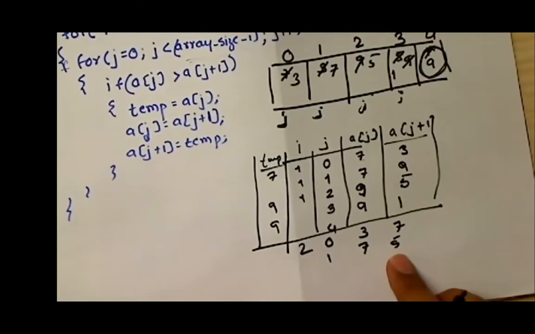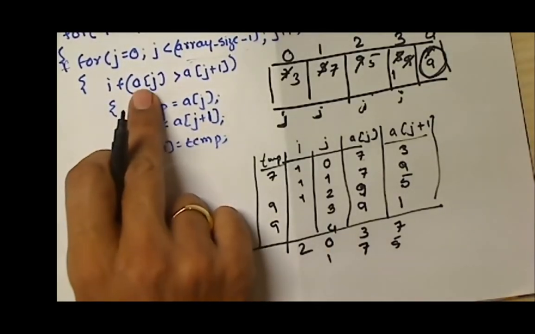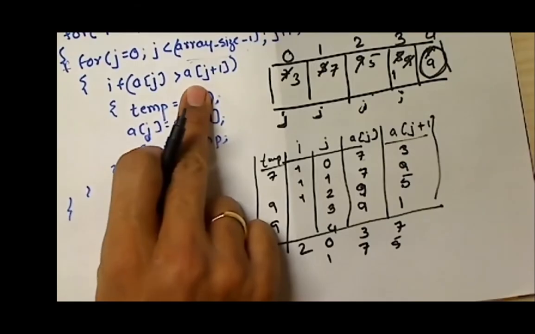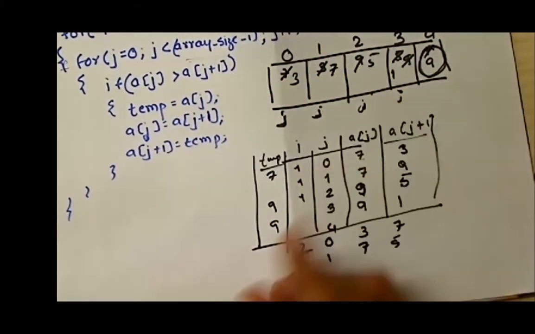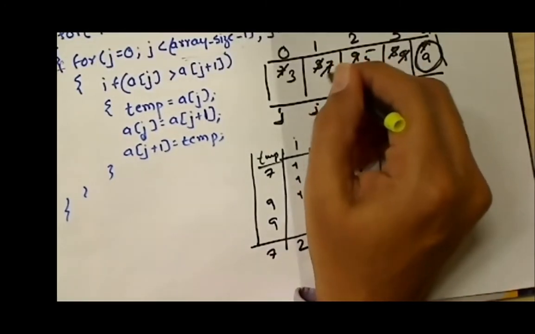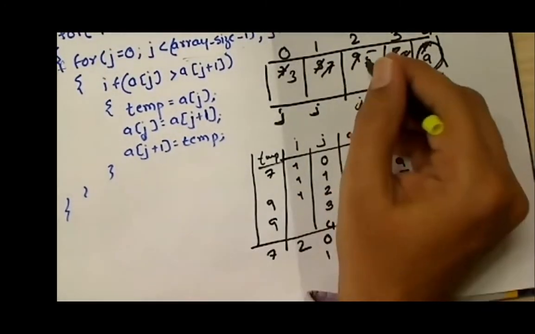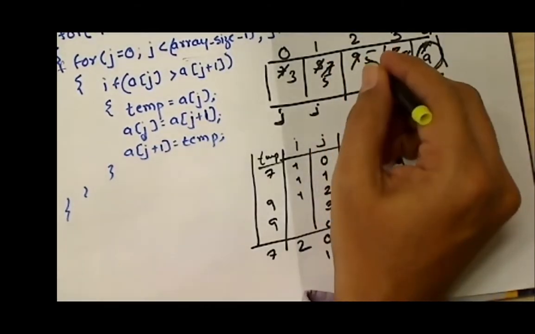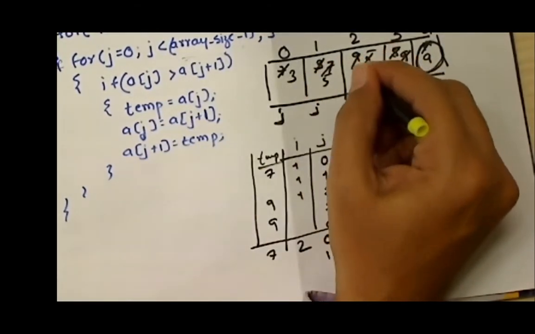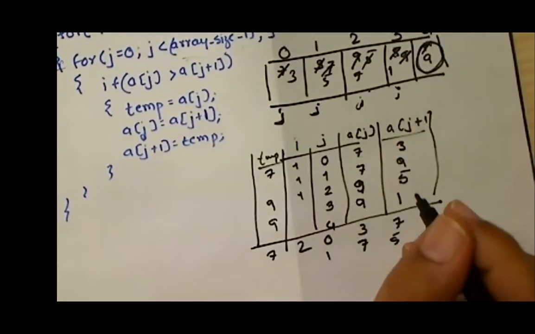a of j greater than a of j plus 1. This is the condition that we are checking. Is a of j greater than a of j plus 1? Condition is true, so we again interchange. To interchange, what we do is we store a of j into temp. That comes in as 7. So 7 gets stored in temp. Then a of j plus 1 goes into a of j. Here what we store is 5. And a of j plus 1 gets temp. So what gets stored is value 7. So 7 has been changed over here, interchanged.